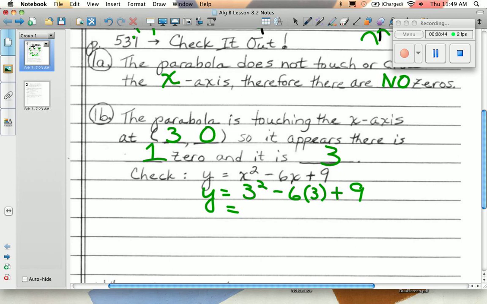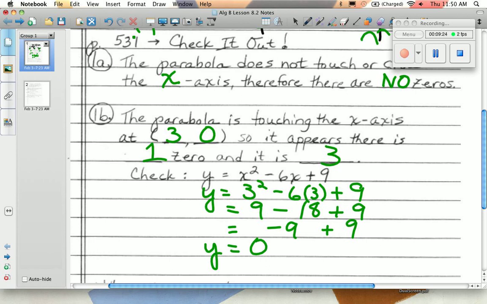So 3 squared is 9. And you take away 18, add 9. You get 0. What's 9 take away 18? -9. Negative 9 plus 9 is 0. What happens when you add opposites? You get 0. So y equals 0. So if it truly is a zero, remember, a zero of the quadratic function is the x value that will make y be 0. And that's what we just found. We found the x value that will make y equal 0.